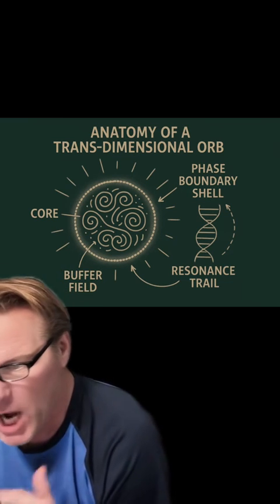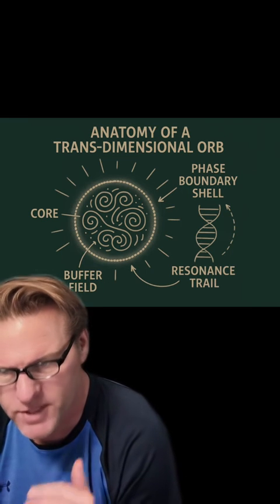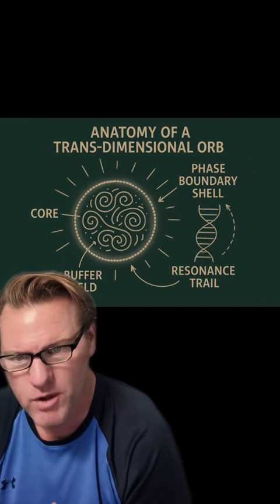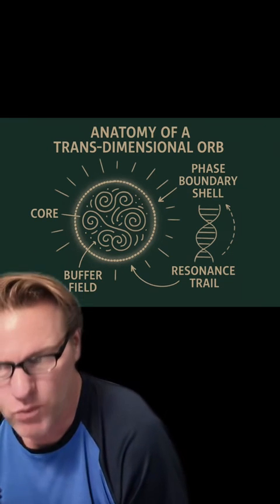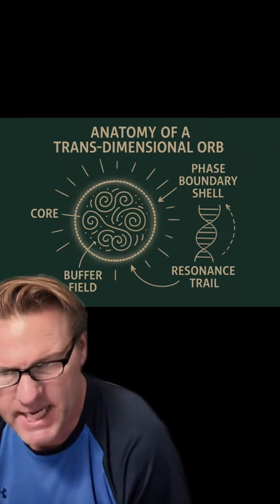Buffer, the shock absorber. Inside the shell is a buffer field, a soft zone that smooths interactions with the local. It prevents sudden phase jumps and preserves coherence during transmit. The core, the information resonance. That's the inner ordered pattern, the data and intent store.